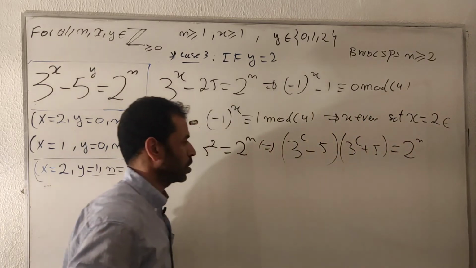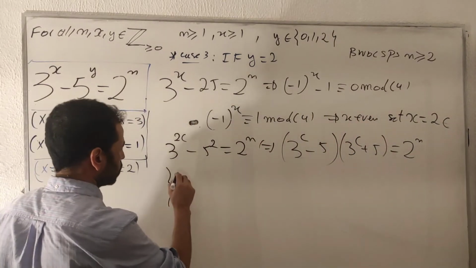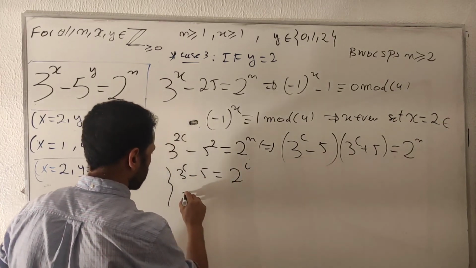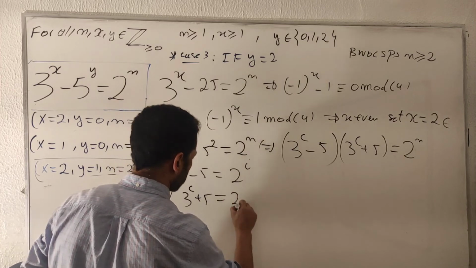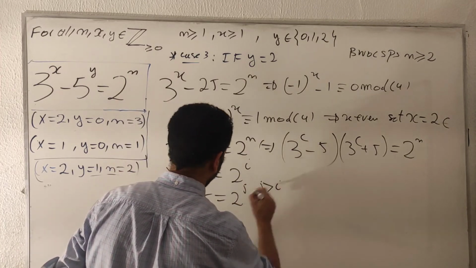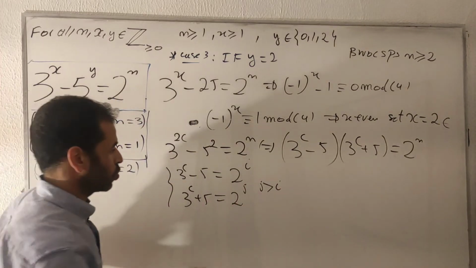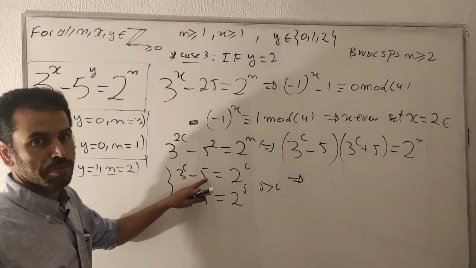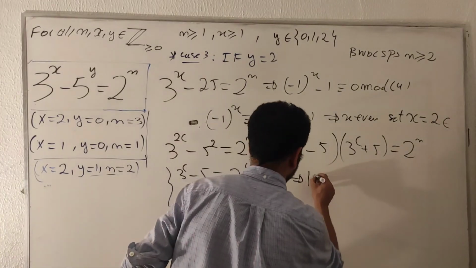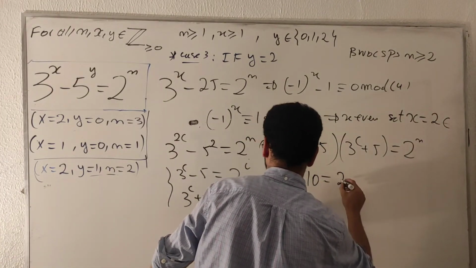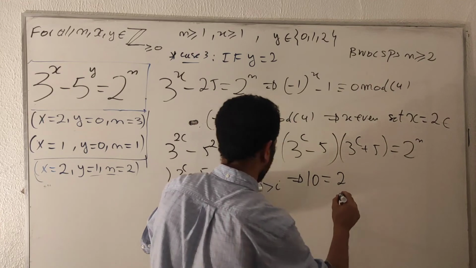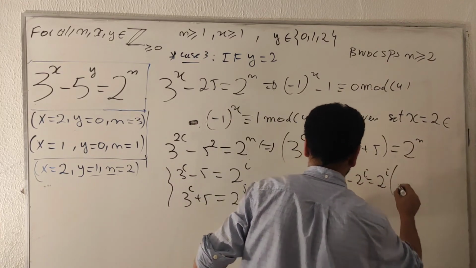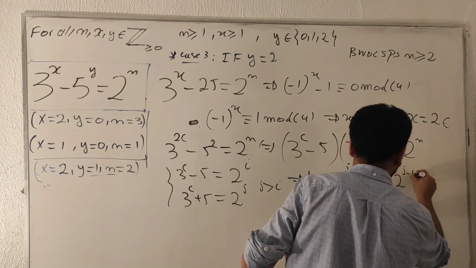So I get a power of 2 here. So it's simpler here to put 3 to the c minus 5 equals 2 to the i, and 3 to the c plus number 5 equals 2 to the j, where j is strictly greater than i. Let's take the difference of these two equations. I get rid of 3 to the c, I will be left with 5 minus minus 5, which is 10. Okay, I get 10 equals 2 to the j minus 2 to the i, which equals 2 to the i factor 2 to the j minus i minus number 1.